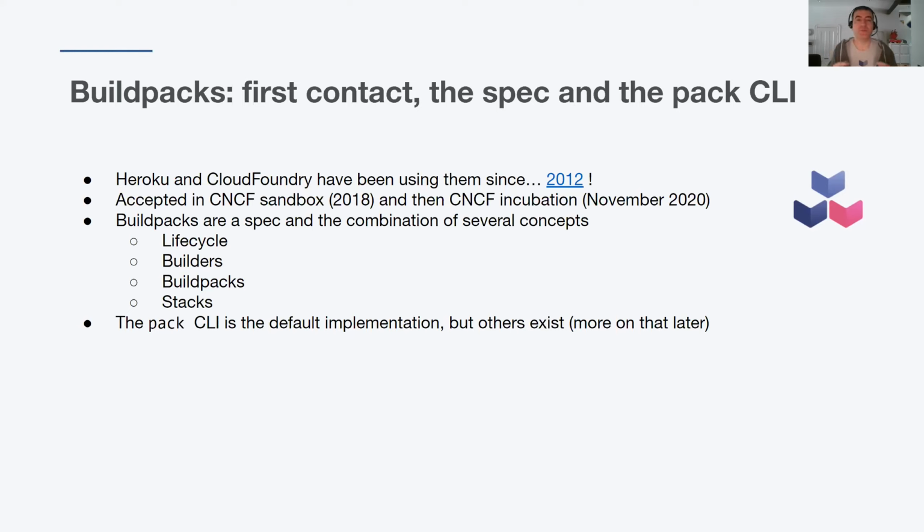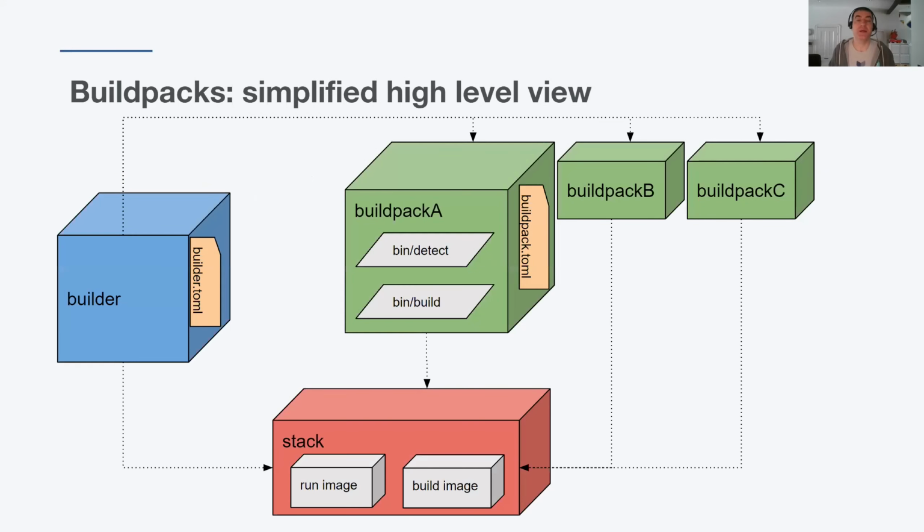The default implementation of the Buildpacks is the pack CLI. You can install it from, well, using Brew, for example, on macOS. And of course, it's supported on Linux, Windows, and macOS. But there are many other ones, and we'll talk about that a little bit later in the presentation. Let's go back to the different concepts through a schema.